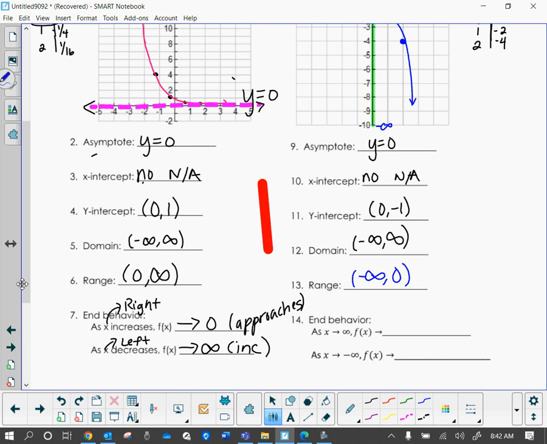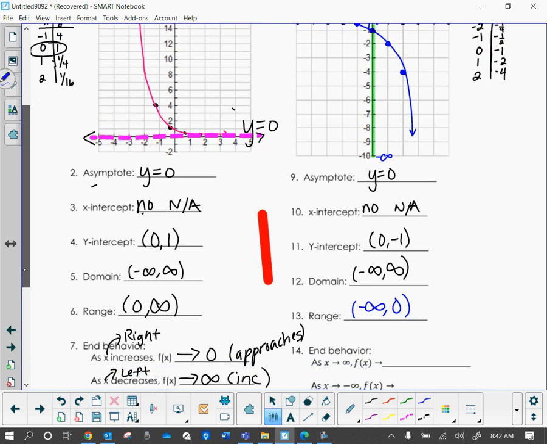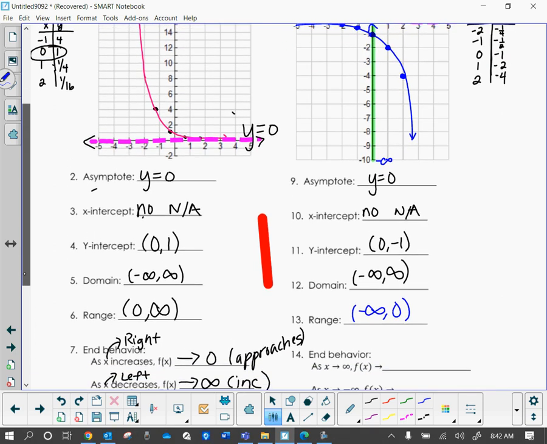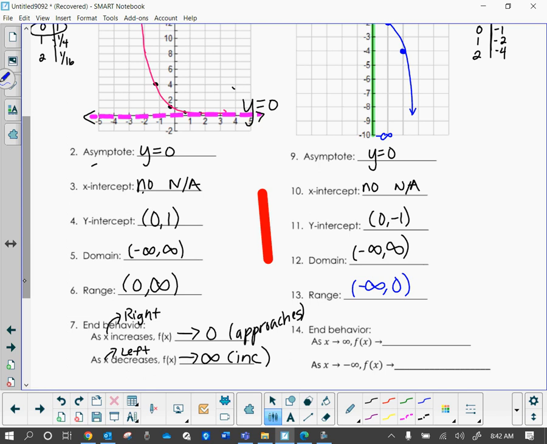In behavior, as x increases, as we look at the right side of that graph, the right side's pointing down. So that would be approaches negative infinity, or decreases. As x approaches negative infinity, if we look at the left side, that's approaching 0.